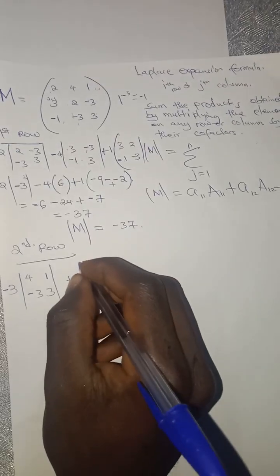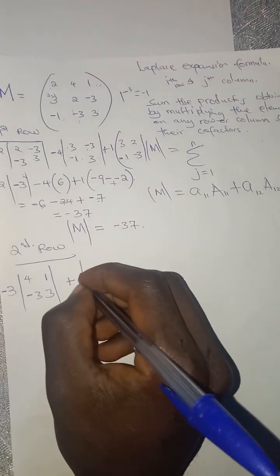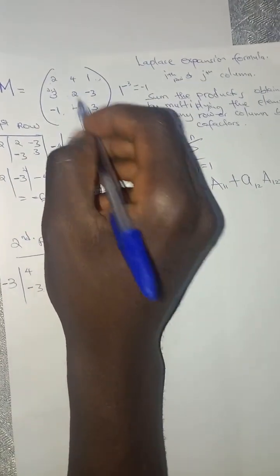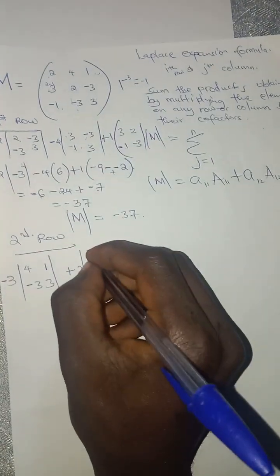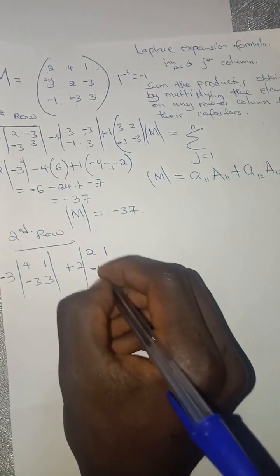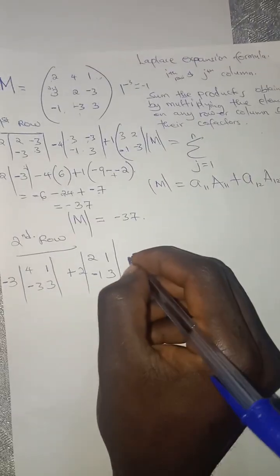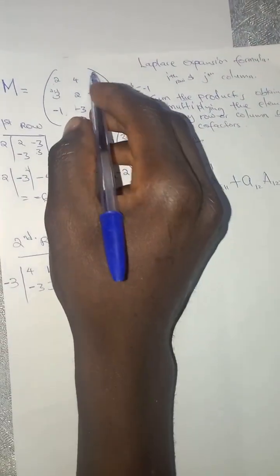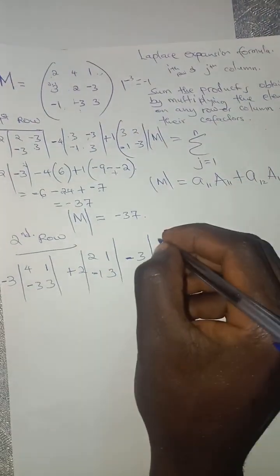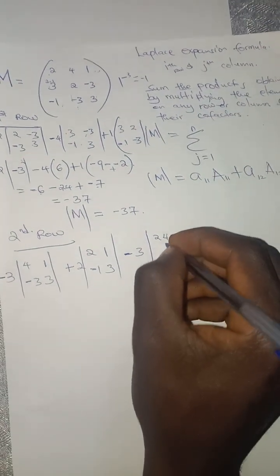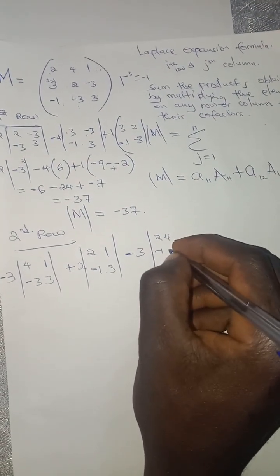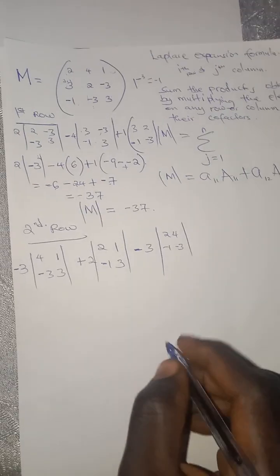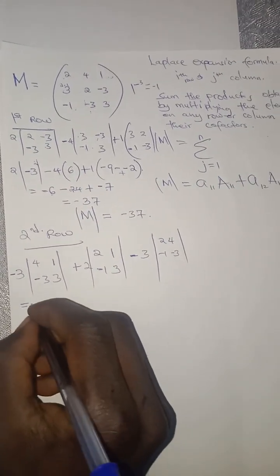Plus, then we'll be having our 2, where these elements here will not appear. Then we'll be having 2, 1, negative 1, and 3. Then minus negative 3 into these elements, and this one will disappear. Then we'll be having 4, 2, and 4, then negative 1 and negative 3. So again, this is negative 3.